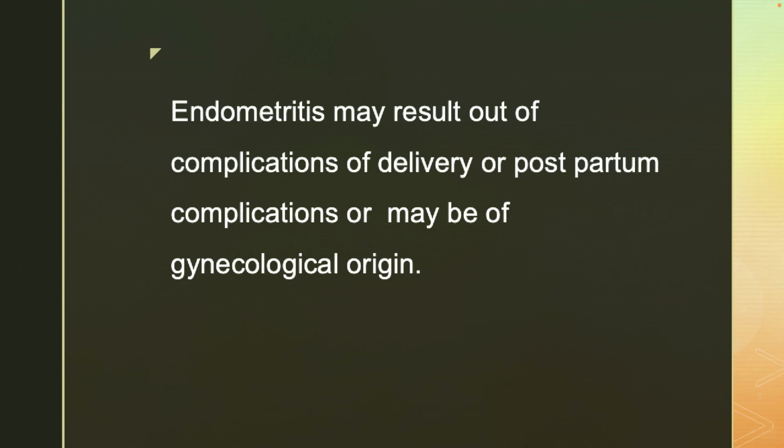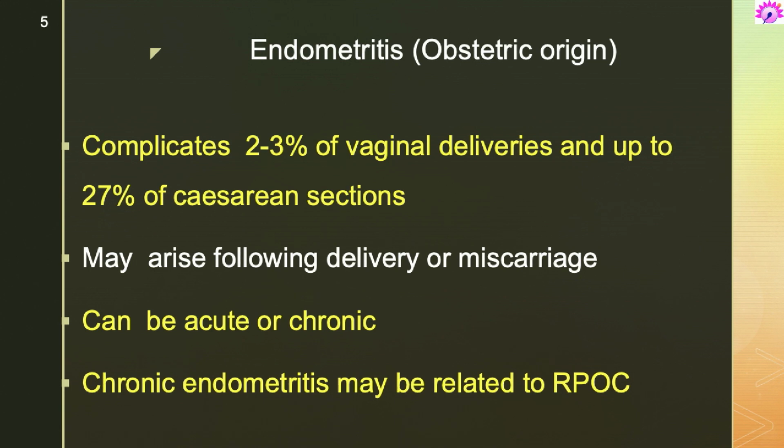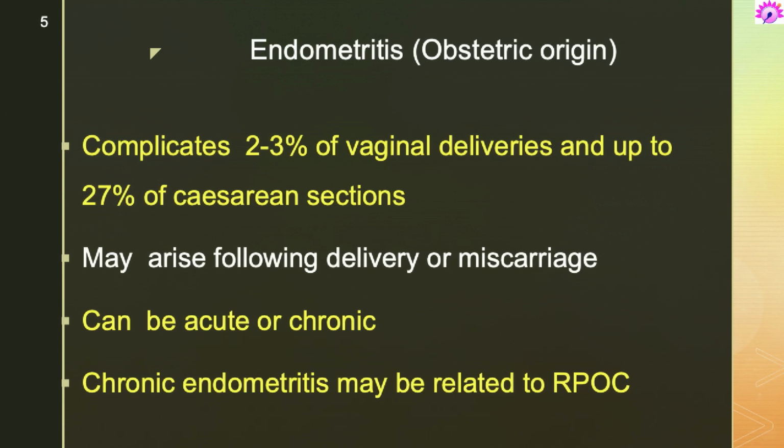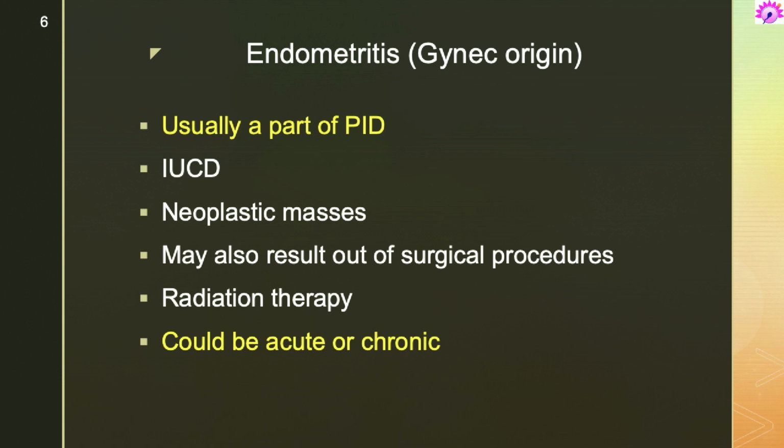So endometritis may be acute or chronic, and it may be of obstetric origin or of gynec origin. The incidence you all know, but most of the times when there is endometritis of obstetric origin, there is a possibility of either retained products of conception, or some foreign bodies in there, or infection because of improper labor practices. Of gynec origin, it is most of the times associated with PIDs, the pelvic infectious diseases. It may be because of neoplasms of the cervix, sometimes because of IUCDs, or because of radiation therapy, atrophy and so on.